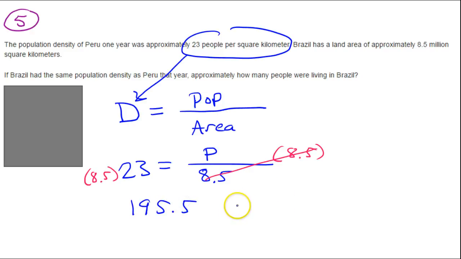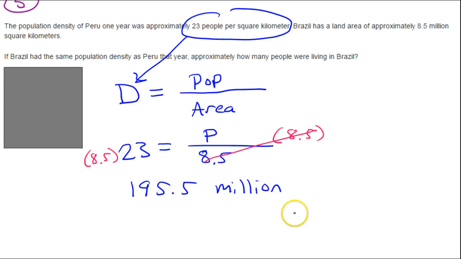Okay, now this is 195.5 million. And that's the same thing. If I want millions, this would be the same thing as 195,500,000, if I just go ahead and write it in millions. So either one of these I will be looking for when I do the reveal. So let's see how we did.